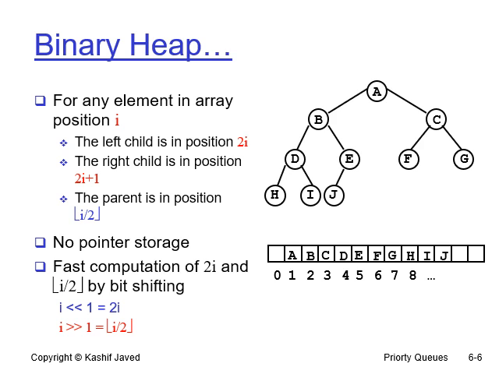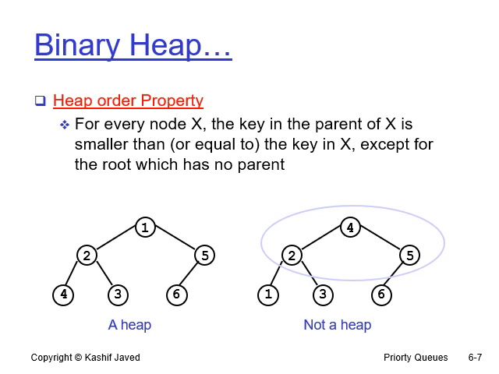So let's move on. This was the structure property. Now let's start with the heap order property. This is the second property. Only when a complete binary tree satisfies these two conditions will I call it a binary heap. And this binary heap will be used to implement a priority queue. The second property is called the heap order property.